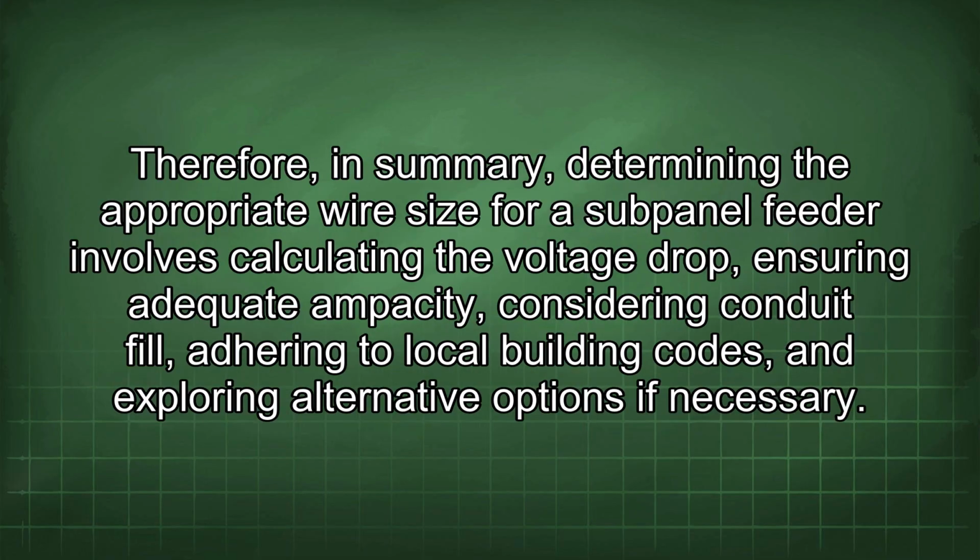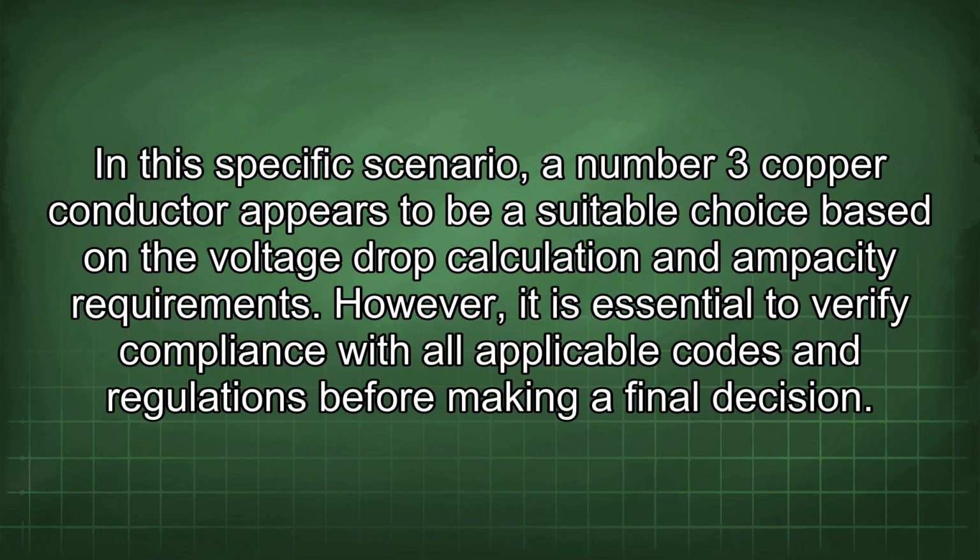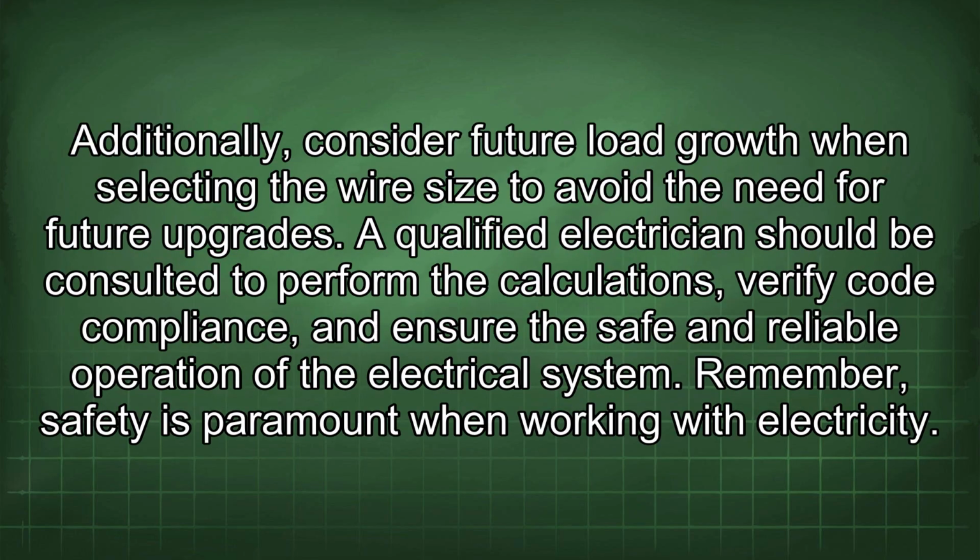Therefore, in summary, determining the appropriate wire size for a subpanel feeder involves calculating the voltage drop, ensuring adequate ampacity, considering conduit fill, adhering to local building codes, and exploring alternative options if necessary. In this specific scenario, a number 3 copper conductor appears to be a suitable choice based on the voltage drop calculation and ampacity requirements. However, it is essential to verify compliance with all applicable codes and regulations before making a final decision. Additionally, consider future load growth when selecting the wire size to avoid the need for future upgrades.